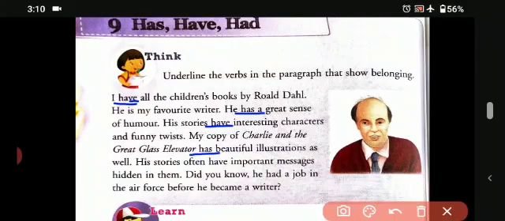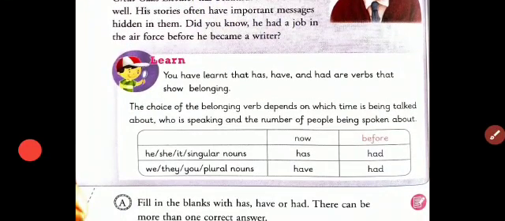His stories often have important messages hidden in them. Then again we have have. Did you know he had a job in the Air Force before he became a writer? So here is had again. Okay students? So let's begin with another one.